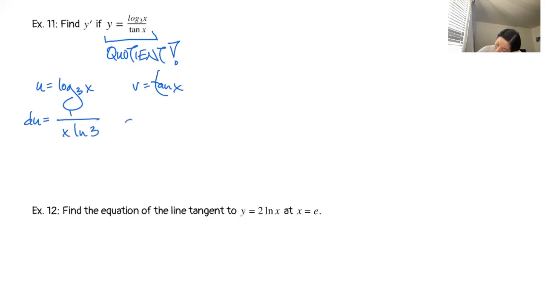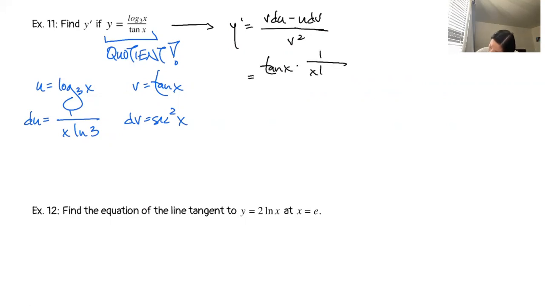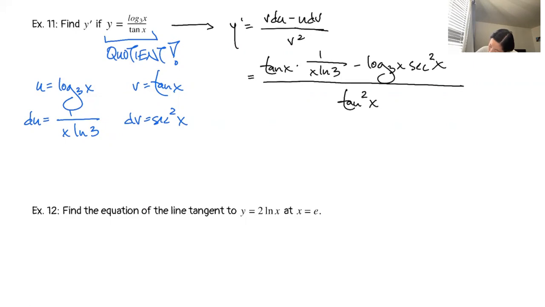All right, y prime is going to equal v du minus u dv over v squared. And then I'm going to plug everything I found into there. So tangent x times 1 over x natural log 3 minus log base 3 of x times secant squared x, all over tangent squared x. And probably the only thing I would expect you to simplify here is turning the first two terms into tangent x over x natural log 3. And then we can just subtract the rest and divide it by my tangent squared and call that a day.